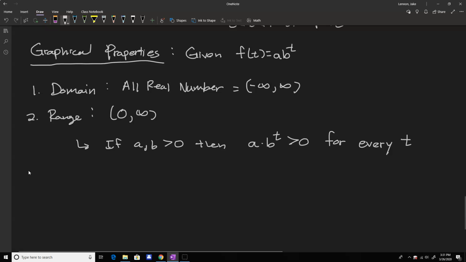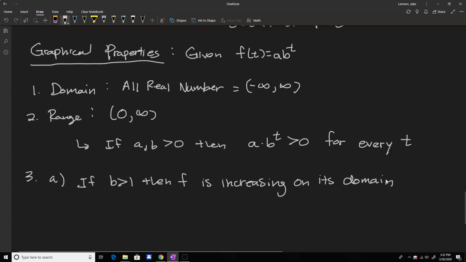So then 3, there's kind of two parts. A, if b is greater than 1, that's exponential growth, that means our function has to be increasing. Then f is increasing on its entire domain. And we saw the second case, exponential decay, occurred when b was between 0 and 1. So if b is between 0 and 1, then f is decreasing on its domain.